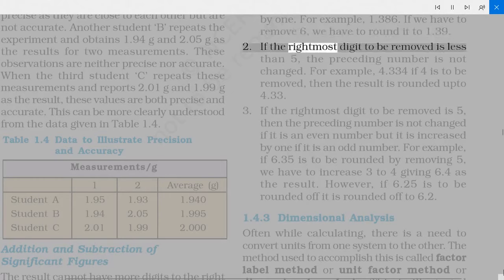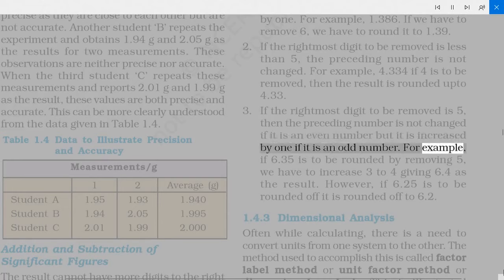2. If the rightmost digit to be removed is less than 5, the preceding number is not changed. For example, 4.334. If 4 is to be removed, then the result is rounded to 4.33. 3. If the rightmost digit to be removed is 5, then the preceding number is not changed if it is an even number, but it is increased by 1 if it is an odd number.